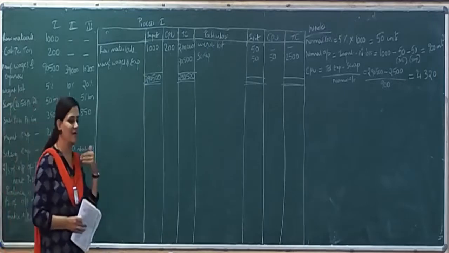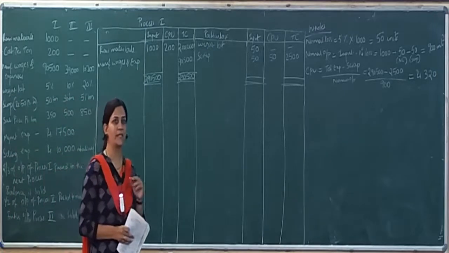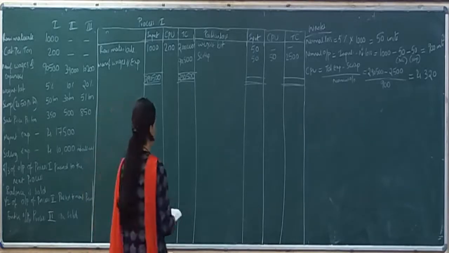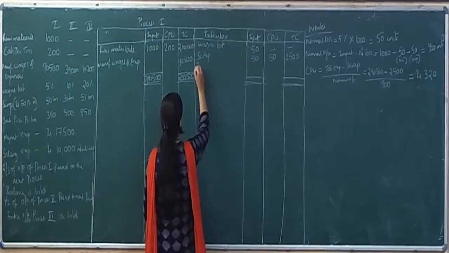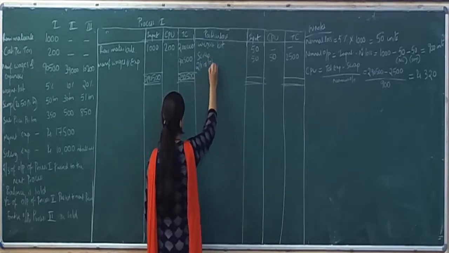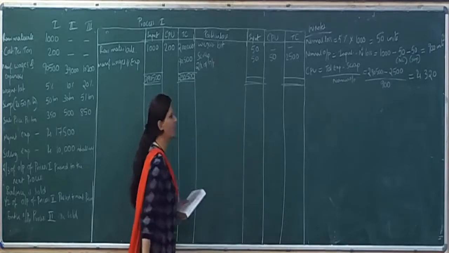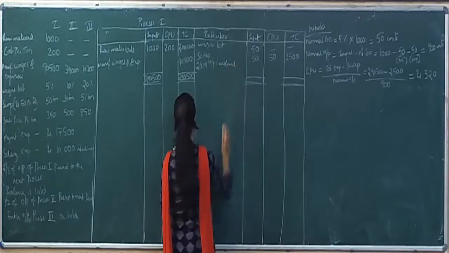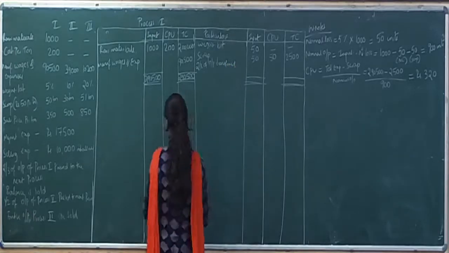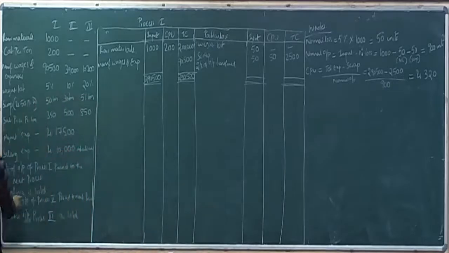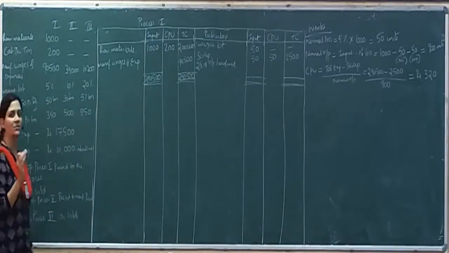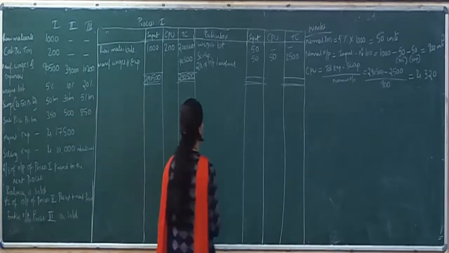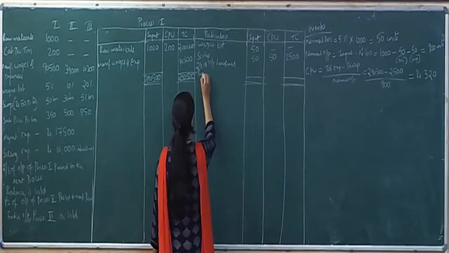Here they have not given us the entire amount to transfer to the next process, but instead only 2/3 of the output is transferred. So we'll have to write here, 2/3 of the output is transferred to the next process, and the balance is sold. So both the things we have to record.